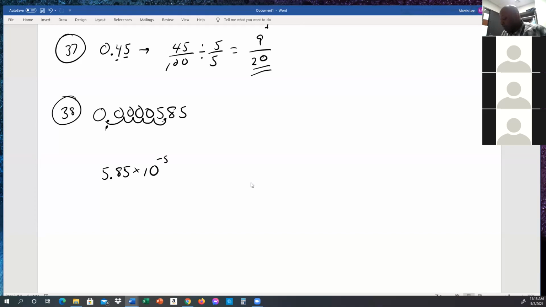It's negative because my decimal was here and I had to move to the right. That's why it's negative. And then 5 because that's the number of places I had to move to get the decimal between the first two numbers. So in scientific notation, it's 5.85 times 10 to the negative 5.